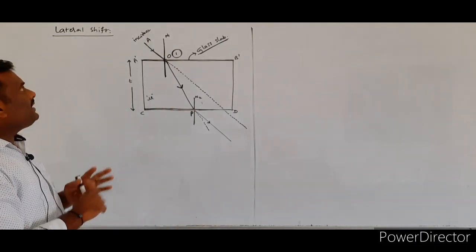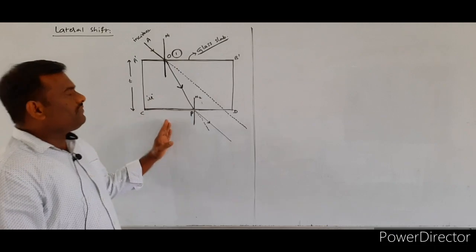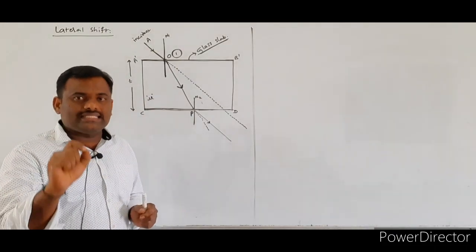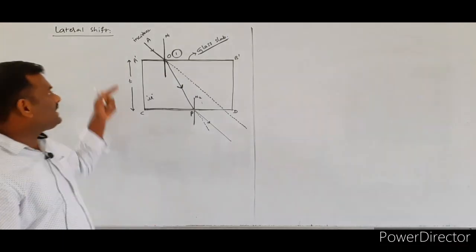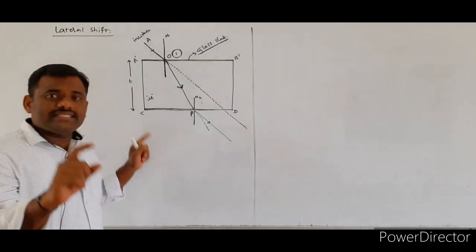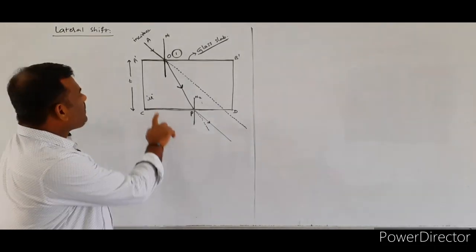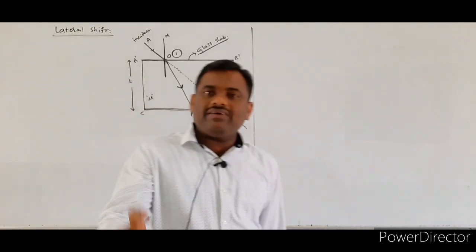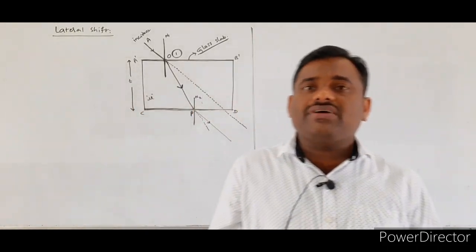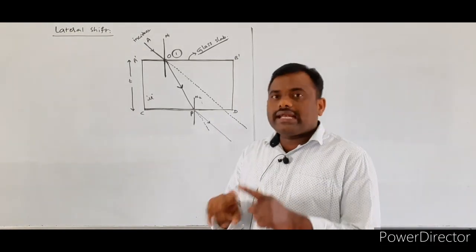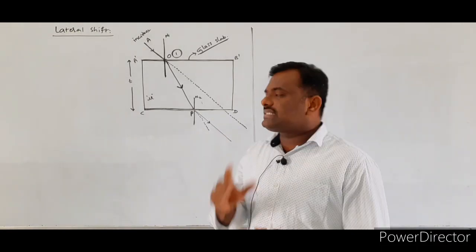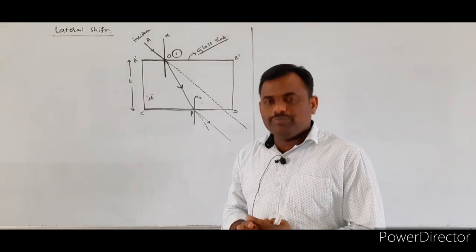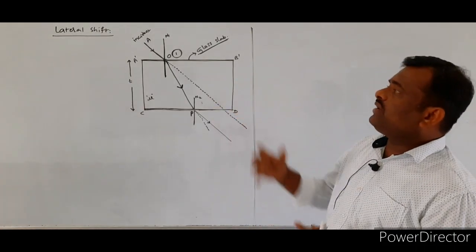To explain the concept of lateral shift, here I consider one glass slab. Which type of slab do we consider? A transparent rectangular glass slab whose thickness is equal to small t, and its refractive index value is equal to small mu.